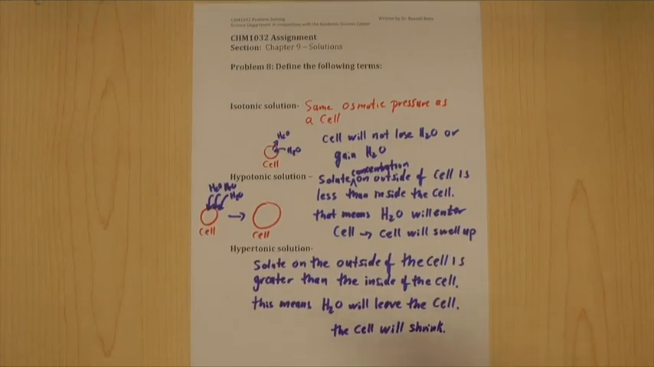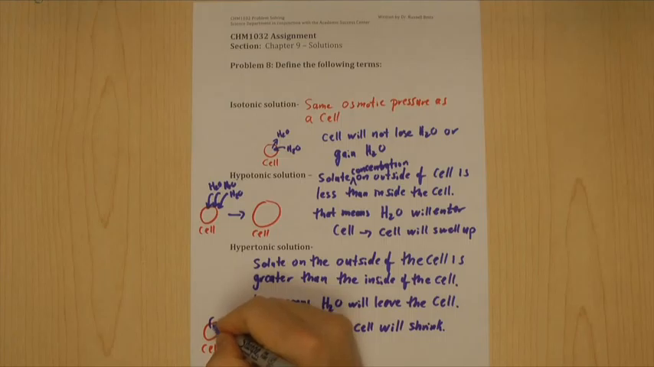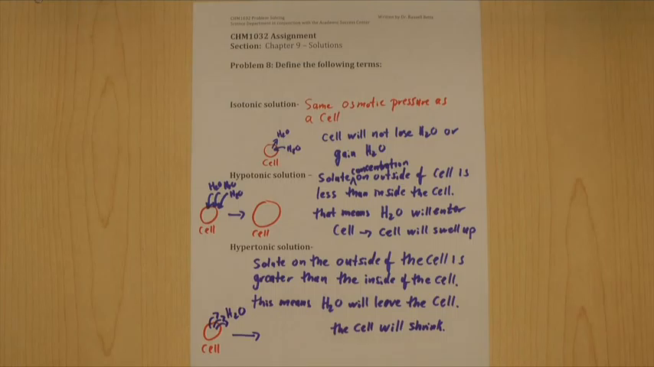So if you want to, here's our cell. Here water is leaving, and the result of that will be a shriveled up cell in a process known as crenation. The cell will get smaller and probably not work quite so well because it's all shriveled up and stuff.